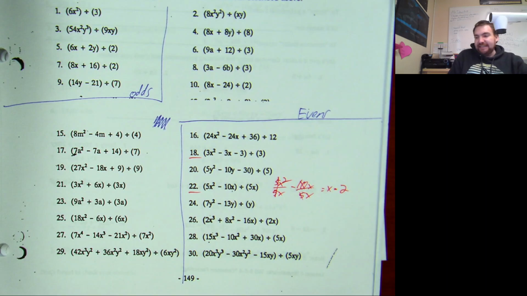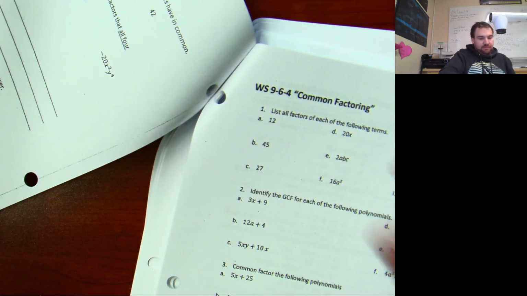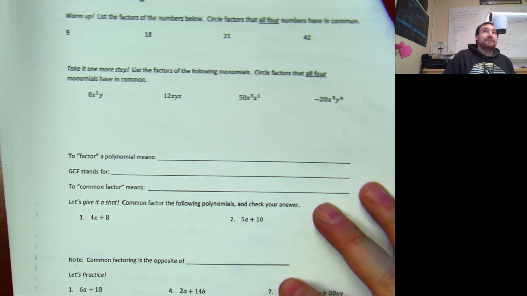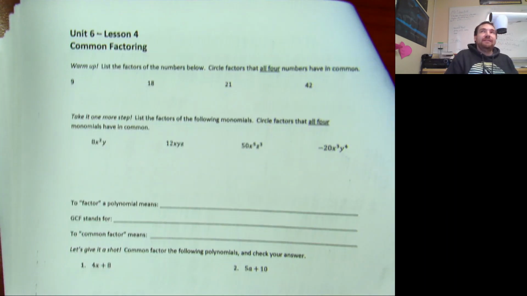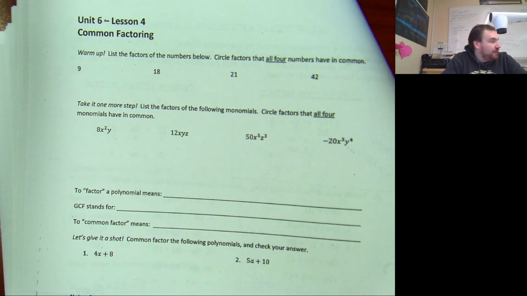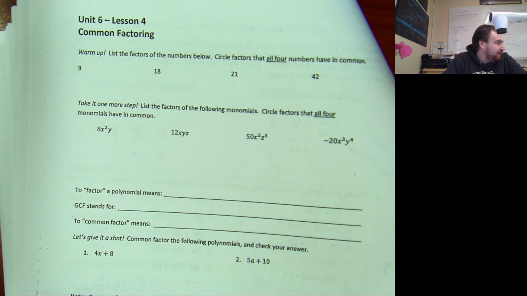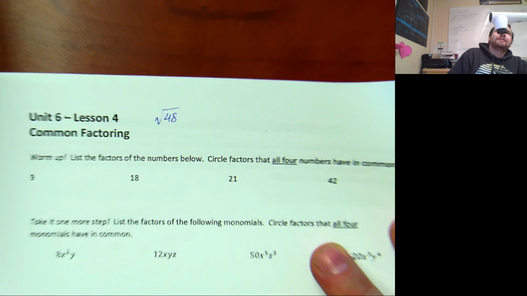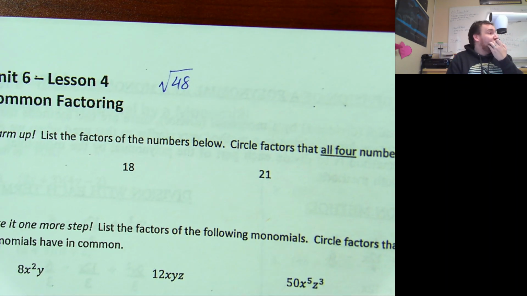Okay, so this leads us into flipping the page, and we're going to review factoring, which we've kind of done before. We factored things back when we were looking at radicals, because we wanted to simplify radicals. Remember what I'm talking about? If I have the square root of 48 and want to write that as a simplified radical, what would I do?